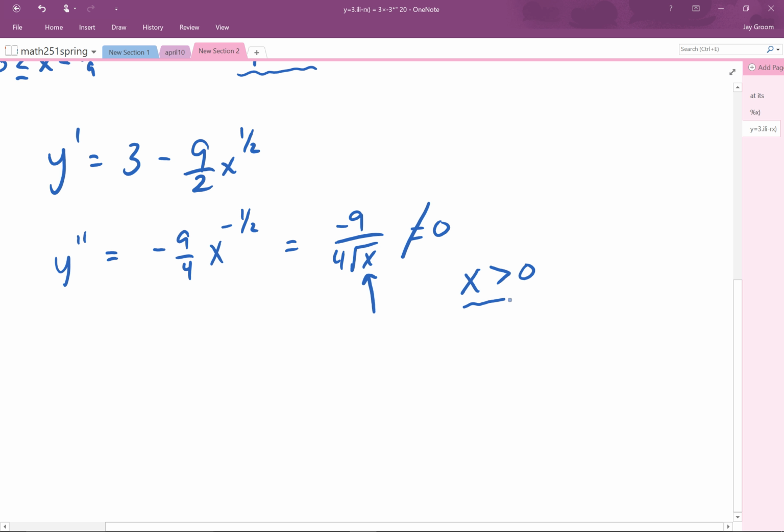But here's the deal. As long as you pick an x that is bigger than 0, the square root will always be positive. Times 4 is always positive. And negative 9 divided by a positive number will always be negative. So y double prime is always less than 0, which means it's always concave down. That means there is no point of inflection.